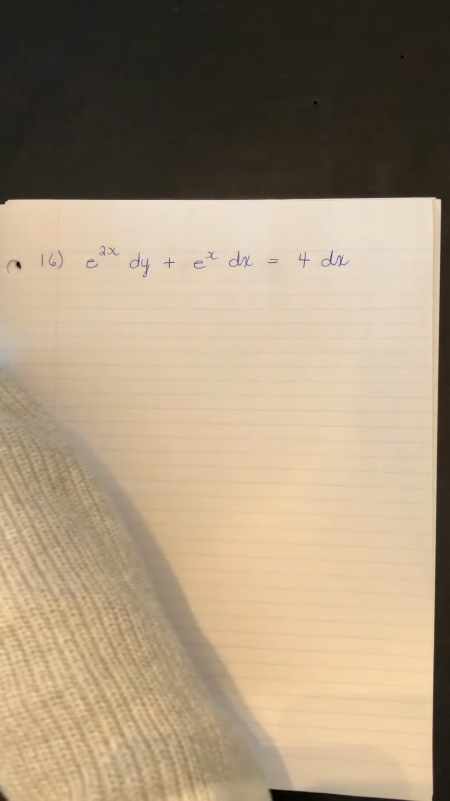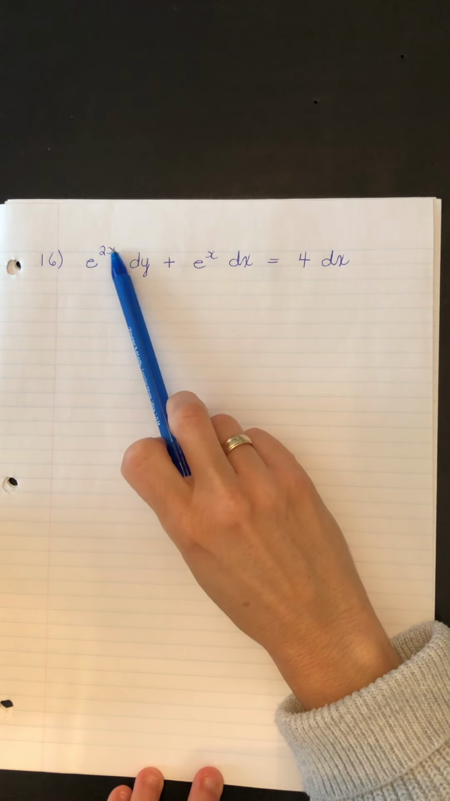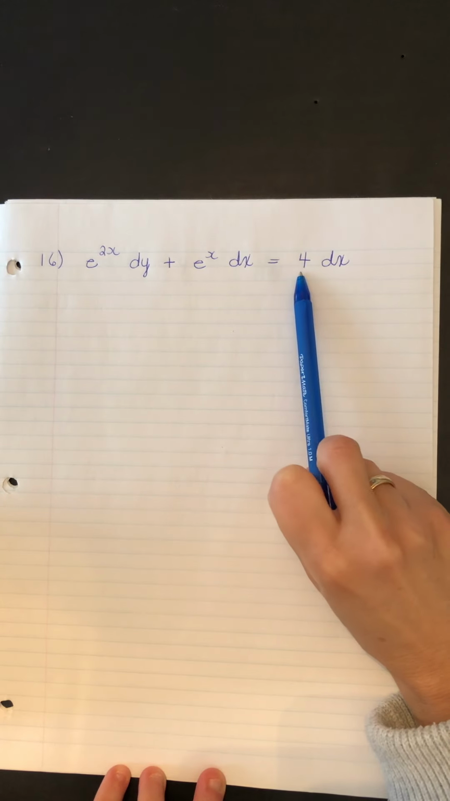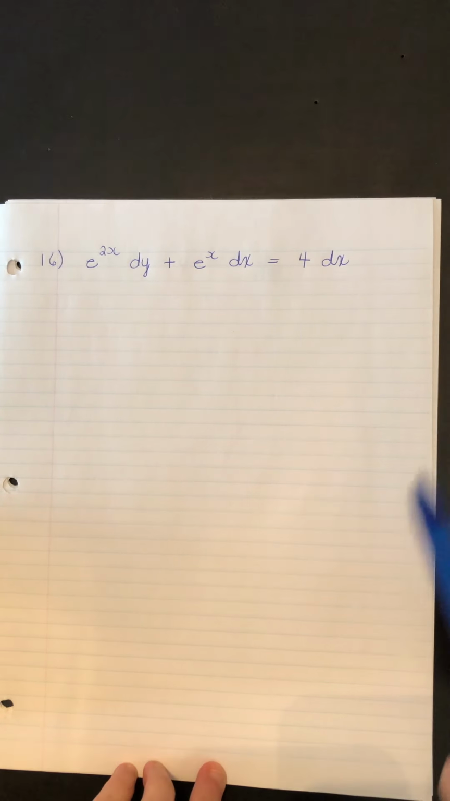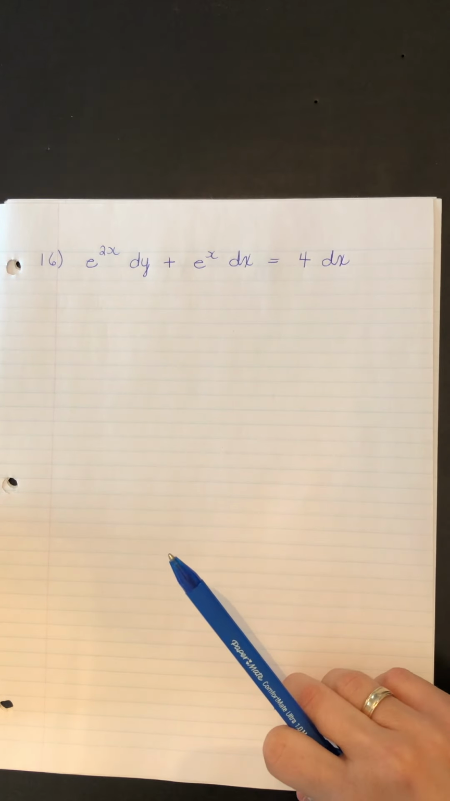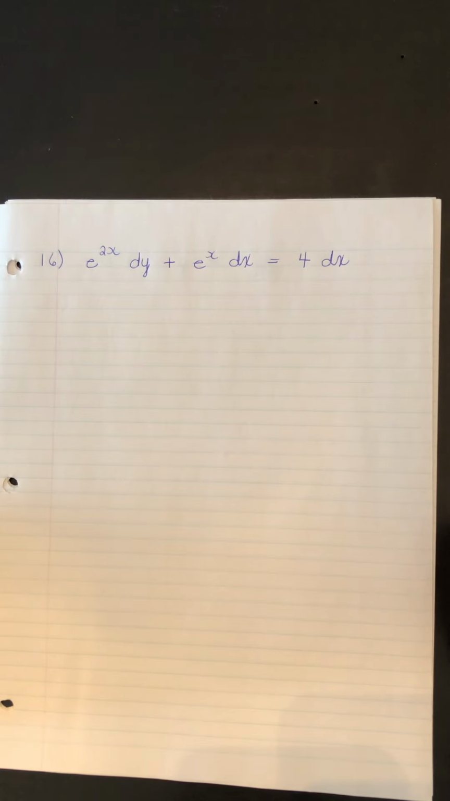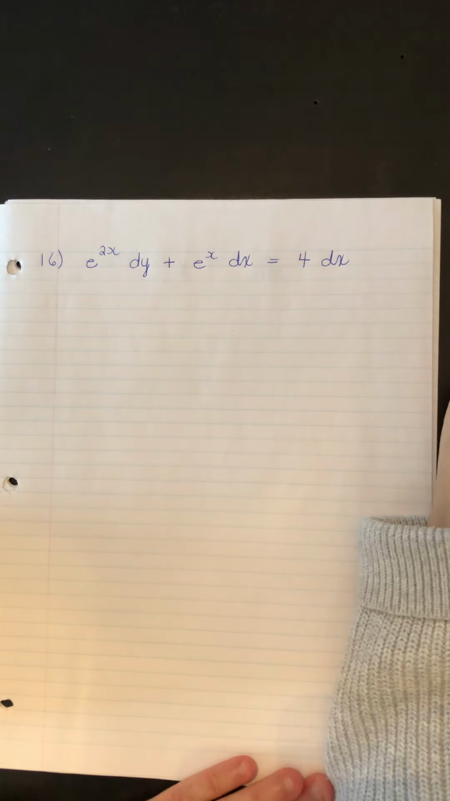Okay, so here we go. This is the question. We have e to the 2x dy plus e to the x dx is 4 dx. So 1, 2, 3 terms again. All of the examples thus far today have 3 terms. In our last lesson, let's see, were they all the examples? The examples from last day had 2 main terms, 2 non-zero terms. Okay, so here we go.